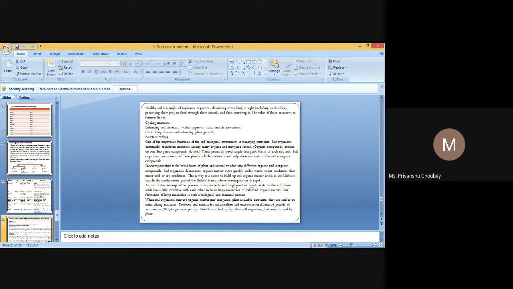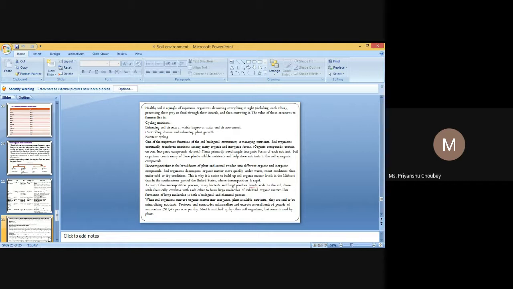Decomposition is the breakdown of plant and animal residues into different organic and inorganic compounds. Soil organisms decompose organic matter more quickly under warm, moist conditions than under cold or dry conditions. This is why it is easier to build up soil organic matter levels in the Midwest than in the southern part of the United States, where decomposition is rapid.